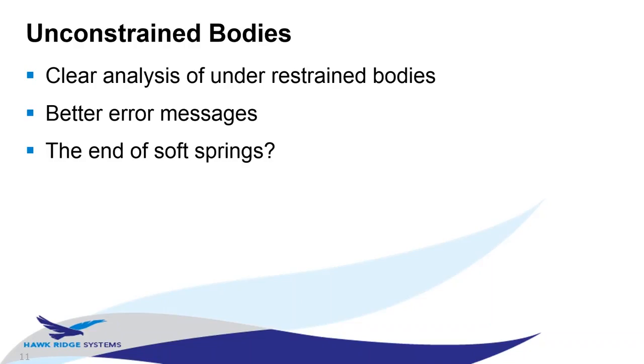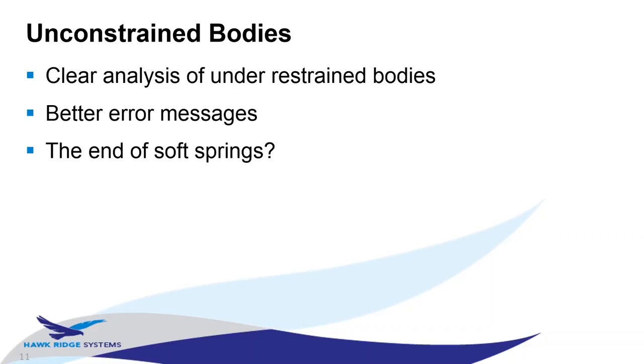Moving on a little bit, we're going to be looking at a bit of a change of pace. We're going to look at under or unconstrained bodies. Up to this point, if you had something that was under constraint, you'd run your analysis, it'd fail, and it would just tell you that it failed. A couple of things that are not optimal there: number one, the error message. It just says it failed and that's it. It doesn't tell us a whole lot.